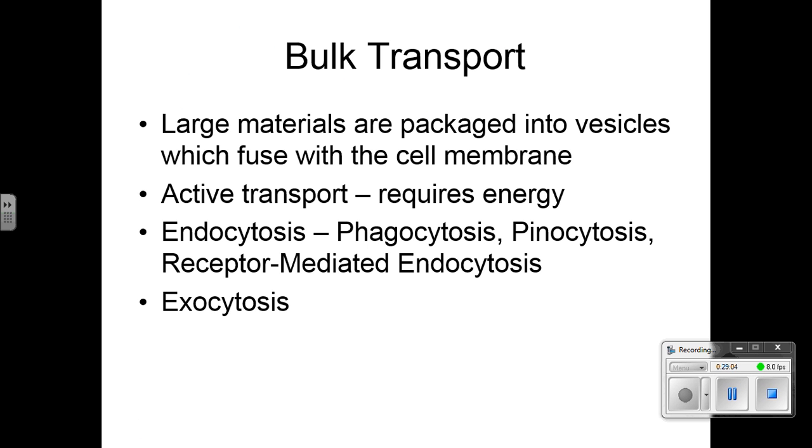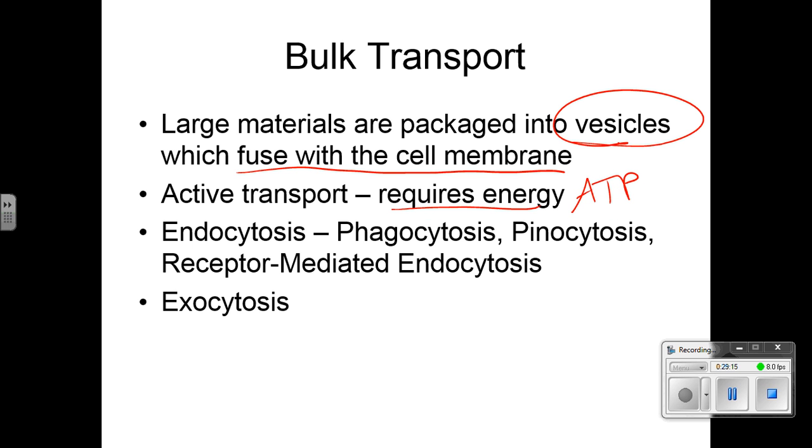Okay, the last topic is bulk transport. Large materials are packaged into vesicles, which fuse with the cell membrane. It's going to require energy because it's still active transport. And there are two types, endocytosis and exocytosis. Endocytosis is anything that's going into the cell, and exocytosis is anything that's going out of the cell.